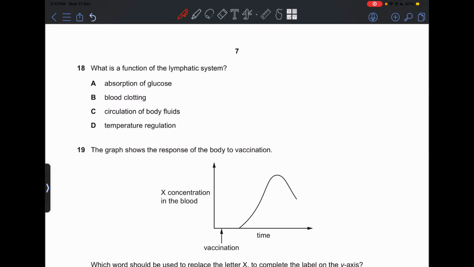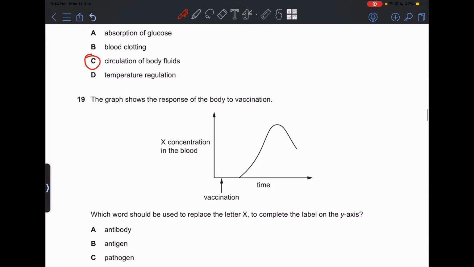18. What is the function of the lymphatic system? We know that its function is the circulation of body fluids, so our answer is going to be C.